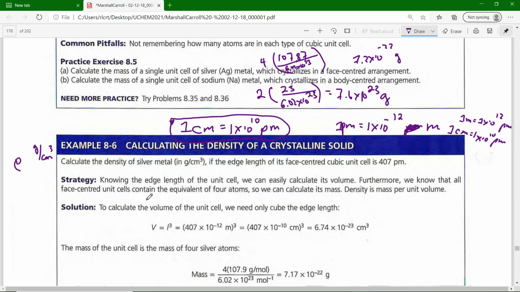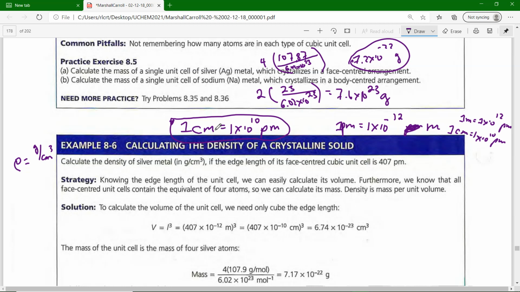Now, I got the silver mass already, so that's why it's going to help me here. If the edge length is 407 picometers. Okay, so we already know the mass from our previous question for silver, 7.2 by 10 to the minus 22 grams. So we got the numerator, and then we got to get the denominator. So to calculate the volume of the unit cell, we need only the edge length, and then we cube it, right? It tells me the edge length. I'm not given atomic radii here. I'm just told the edge length is 407 picometers for this face-centered cube. So I just cube that, and I get 6.74 by 10 to the minus 23 cubic centimeters.